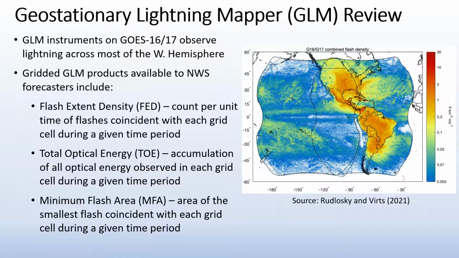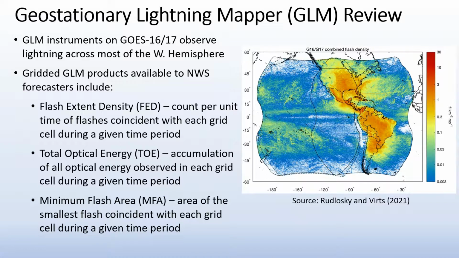That's FED. And the second one is total optical energy, or TOE. That's an accumulation of all the optical energy observed within each grid cell during that specified time period. So think of it as how much brightness, literally how much energy, is being received by the instrument within each 8 kilometer by 8 kilometer grid cell.